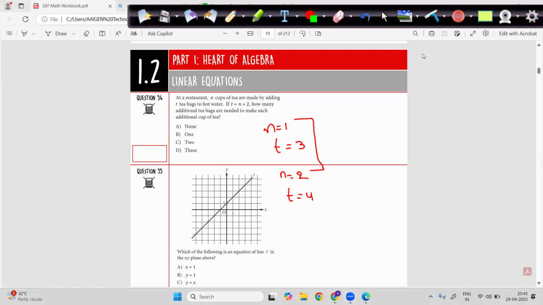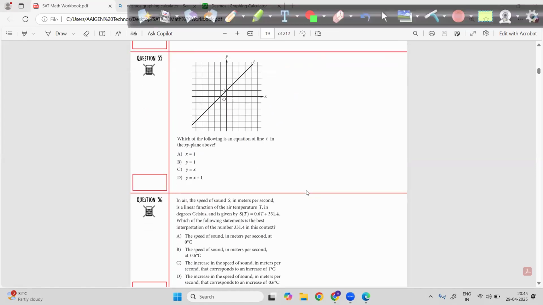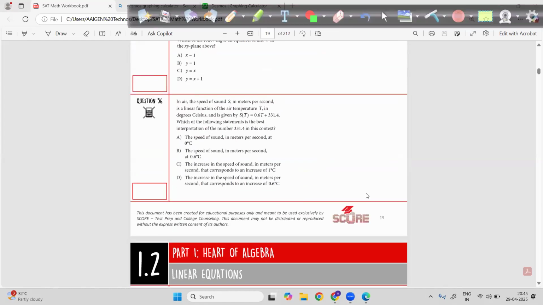Who gave me 1 as the answer? Perfect. Who could not give me an answer? Please see where you are getting stuck. For question 56, I'll give time. Everyone in the class should answer and type your answer in the chat box. Start. 40 seconds, not more than that. Simple question.